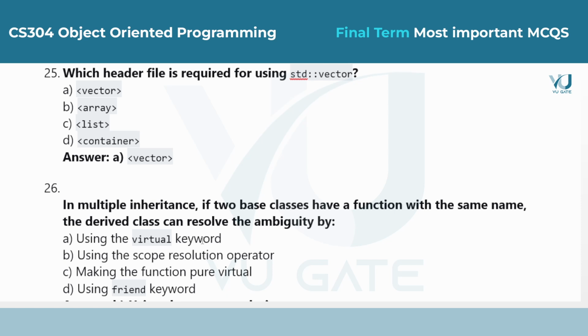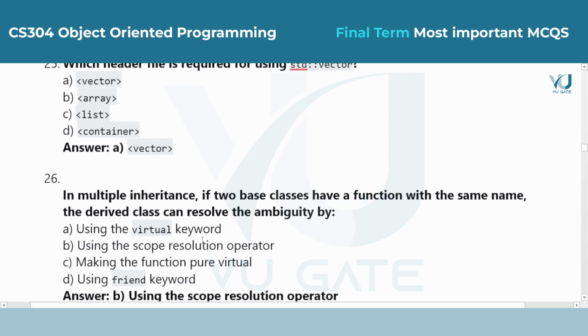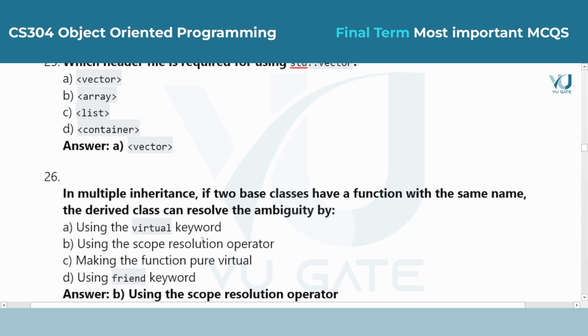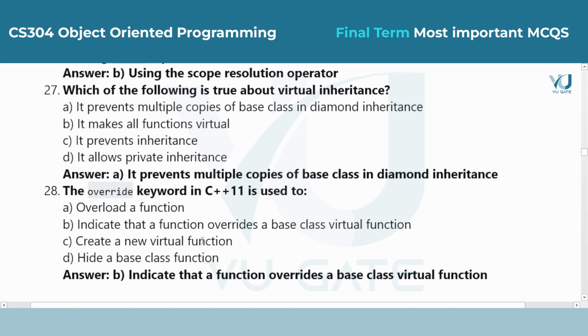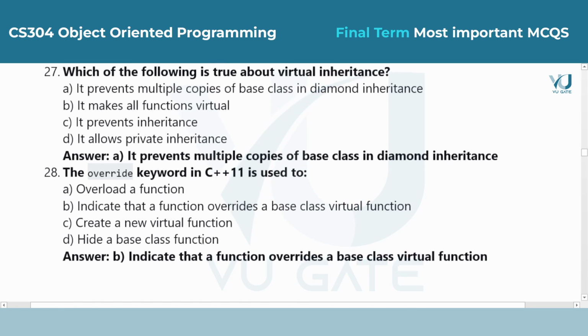Q26. In multiple inheritance, if two base classes have a function with the same name, the derived class can resolve the ambiguity by. Answer: B. Using the scope resolution operator. Explanation: When a name conflict occurs, the compiler gets confused. We use the scope resolution operator to explicitly tell the compiler which class's function to execute. Q27. Which of the following is true about virtual inheritance? Answer: A. It prevents multiple copies of the base class in diamond inheritance. Explanation: In a diamond hierarchy, a child could end up with two copies of the grandparent class. Virtual inheritance ensures only one shared copy exists.